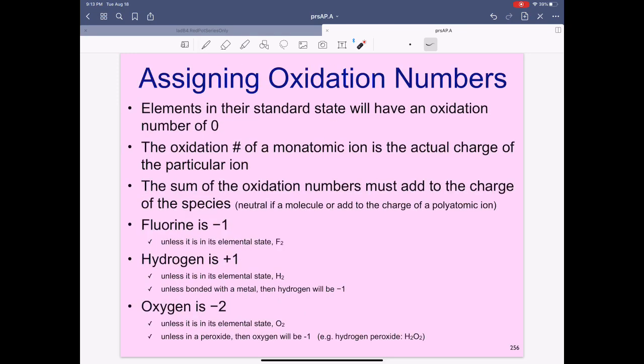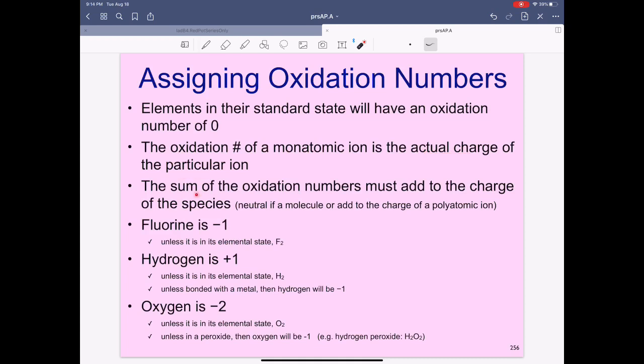So we have a few rules that we'll need to be able to assign oxidation numbers effectively. Elements in their standard state will have an oxidation number of 0. As we said before, oxidation numbers are real for monatomic ions. It's the actual charge of any particular ion. Then there's really only 3 more rules.